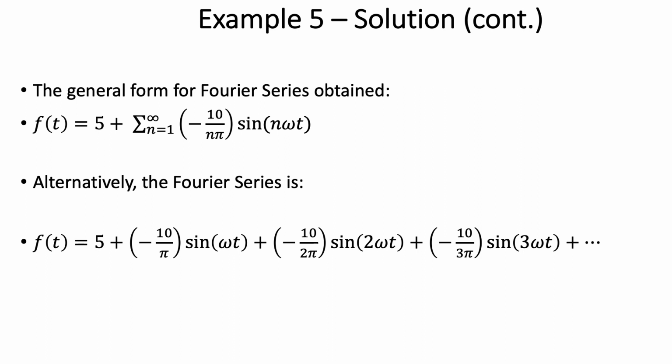Alternatively, the Fourier series expansion is given as f(t) equals 5 plus 10 over pi sine omega t minus 10 over 2 pi sine 2 omega t minus 10 over 3 pi sine 3 omega t plus triple dot.